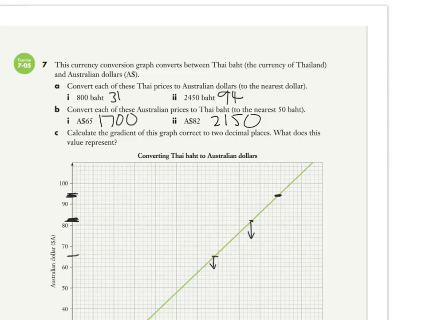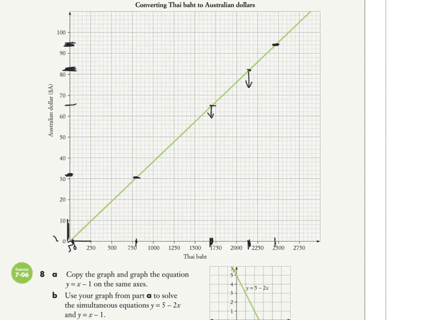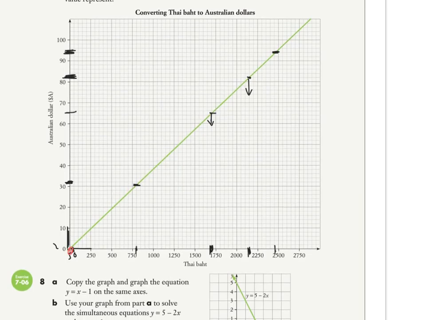Now, calculate the gradient of this line to 2 decimal places. What does this value represent? So that's the Australian dollars per 1 baht. So the gradient, now you can choose any 2 points. You might as well choose 0, 0. And the other one that I'd like to choose probably is that one just there, which is $10.50 on the X and 40 on the Y.